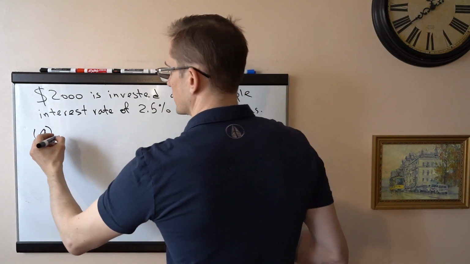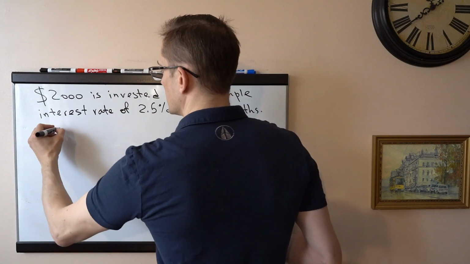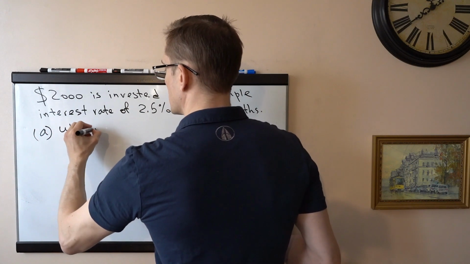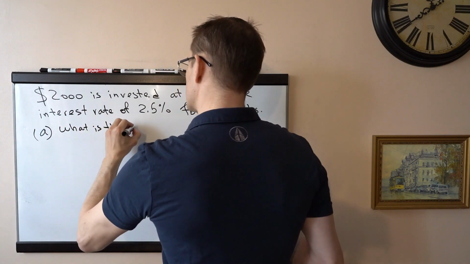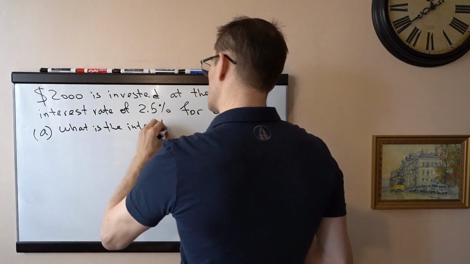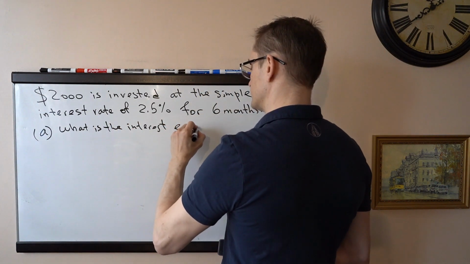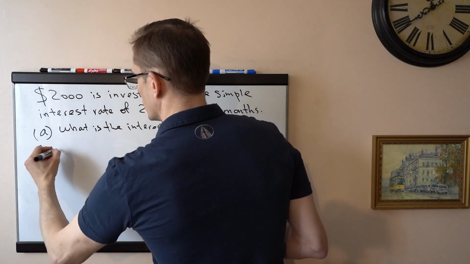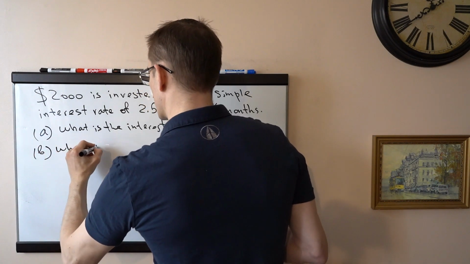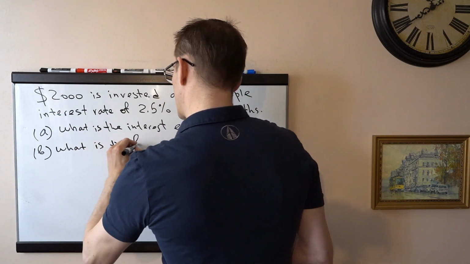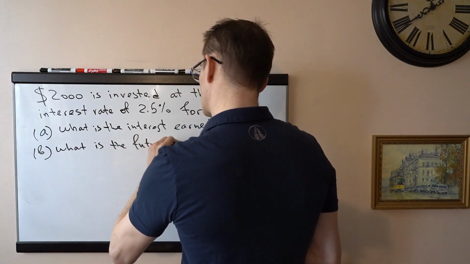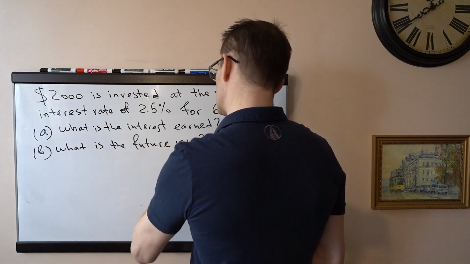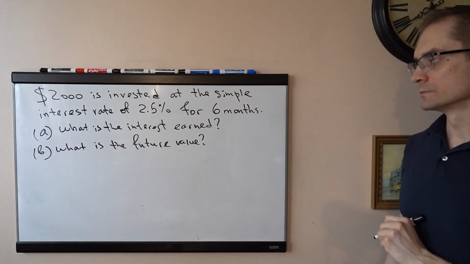So let's have several parts of this problem. A, what is the interest earned? And B, what is the future value?